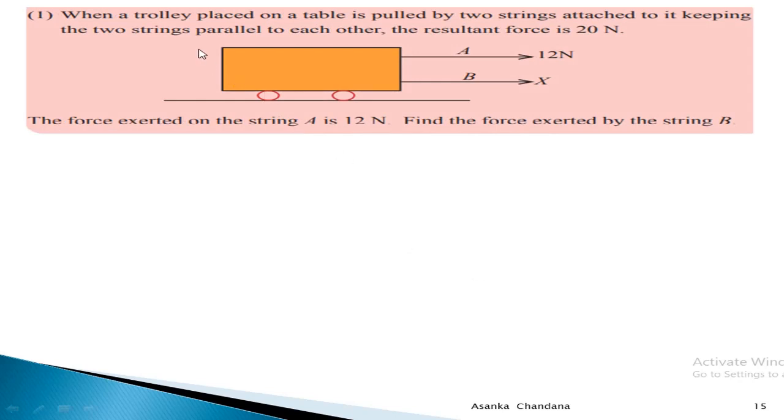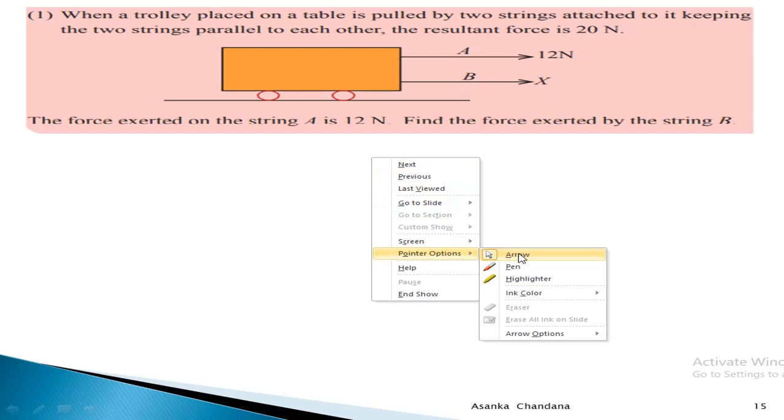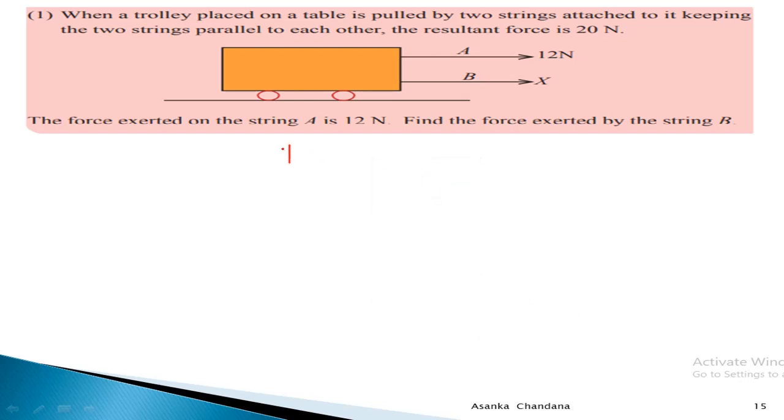When a trolley placed on a table is pulled by two strings attached to it, keeping the two strings parallel to each other, the resultant force is 20 Newton. The force exerted by string A is 12 Newton. Find the force exerted by string B. String A provided 12 Newton, B provided x Newton, but the resultant is 20. It is a simple question, right? Then we will get the answer for this question.